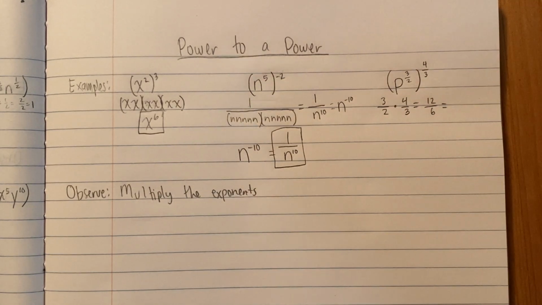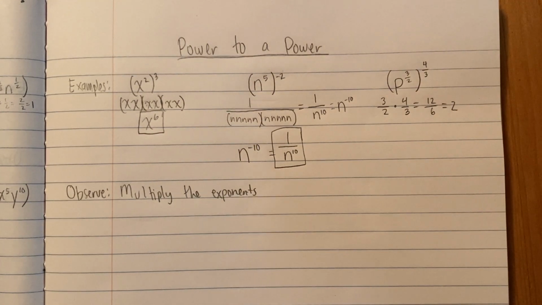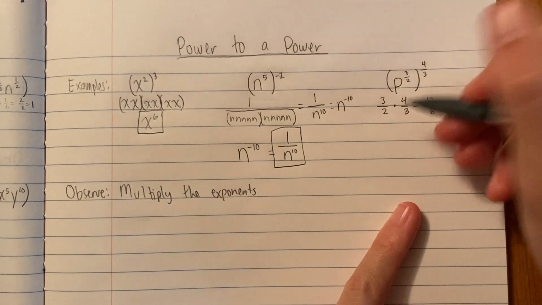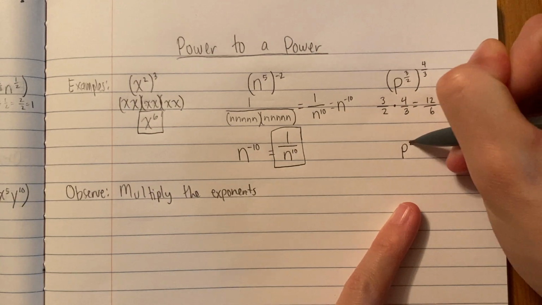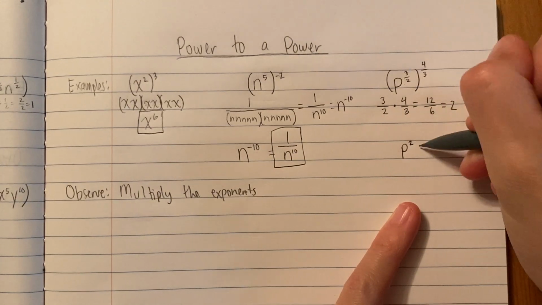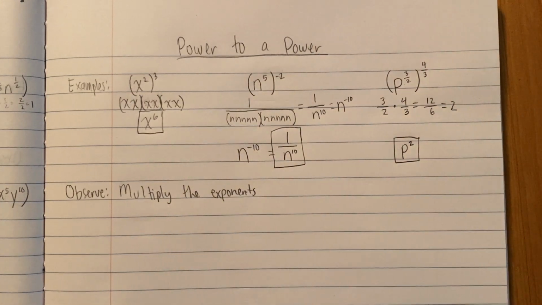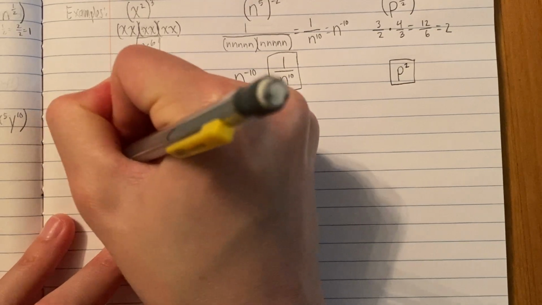And then I check, can I simplify? In this case, yeah, I can. 12 divided by 6, that's 2. I can simplify. So this becomes, right, I multiplied these exponents, I got 2. So my answer is p to the power of 2. Right, I multiplied these and I got the number 2, and so my answer is p to the 2nd. Okay, so you're going to use your observations. Let's go ahead and try some.